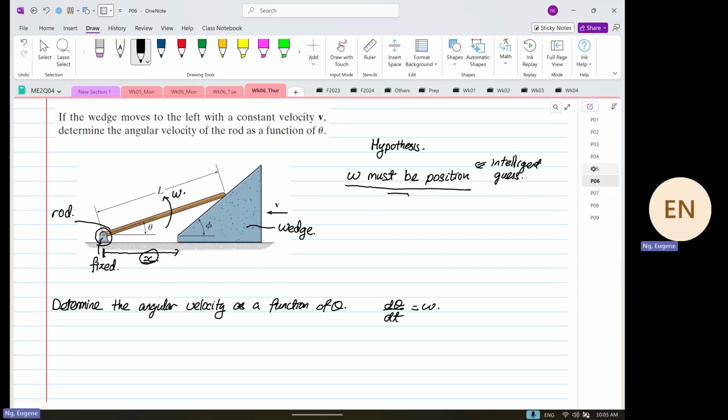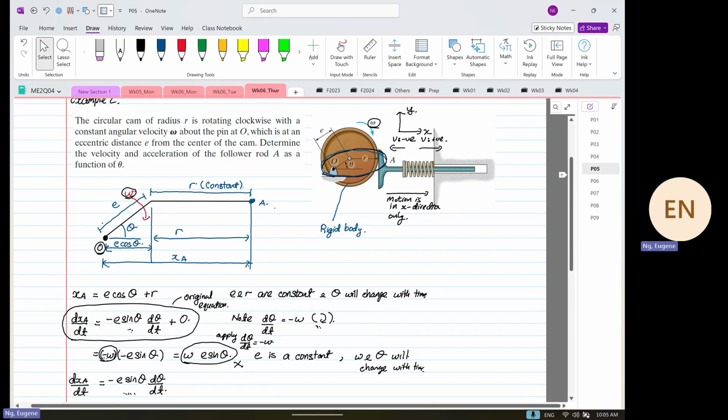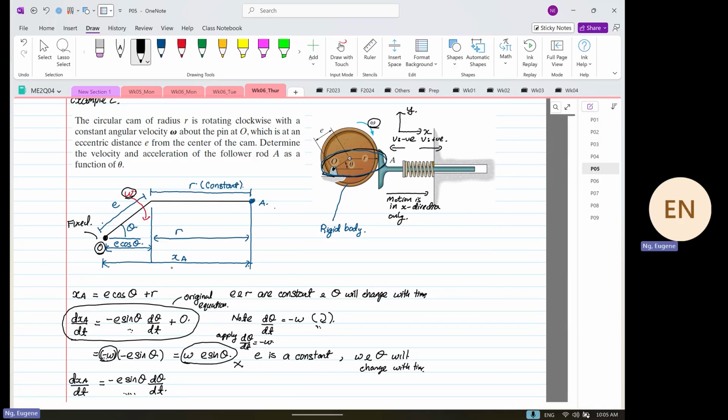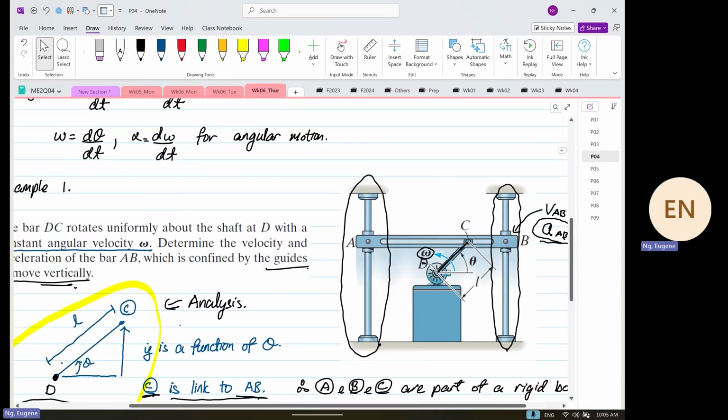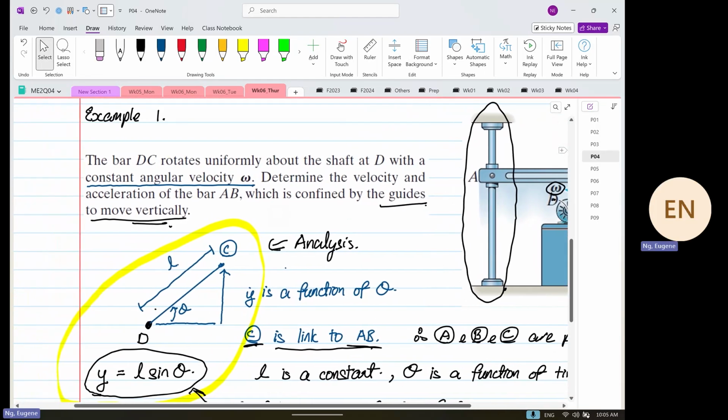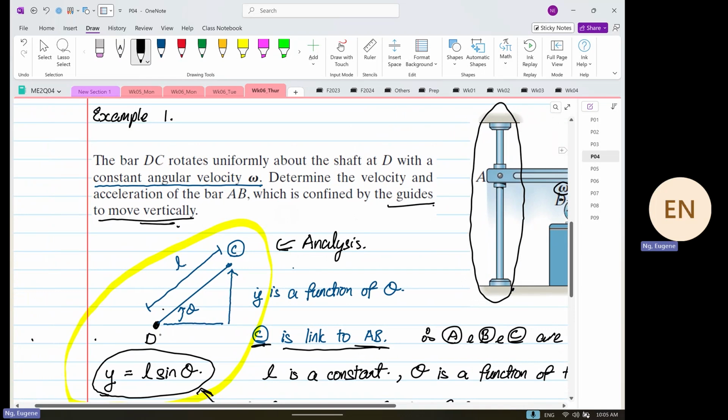In the previous problem, we also had a fixed point, and we related it with x. In the first problem, we had a fixed point over here, and we related it with a distance y. Can you all see when to apply absolute motion analysis? Now, if you have both x and y, this is out of the question.